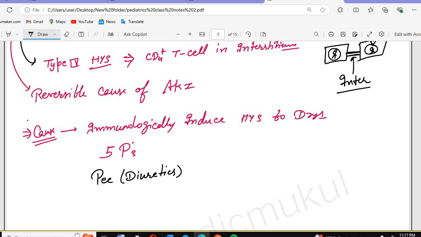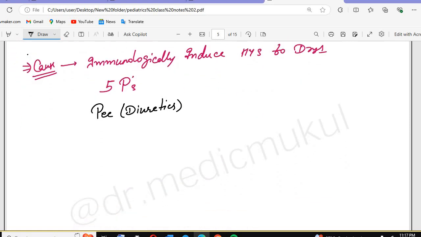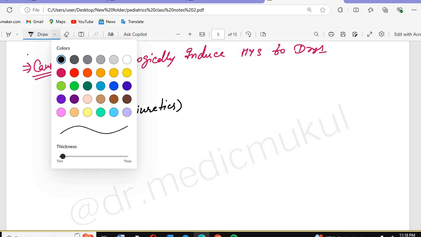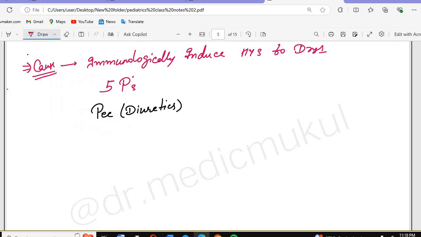So there are the 5 P's you have to remember. P for diuretics like furosemide. We have spironolactone, which is a potassium sparing diuretic. We have acetazolamide. Acetazolamide is the drug for which sickness, motion sickness or mountain sickness? Then we have thiazides, used for patients with hypertension.